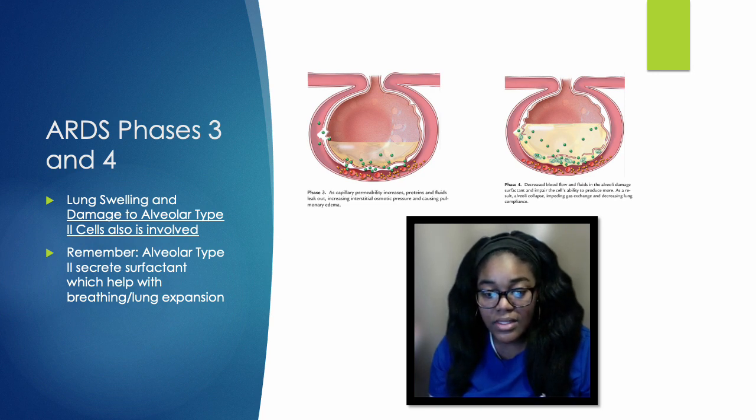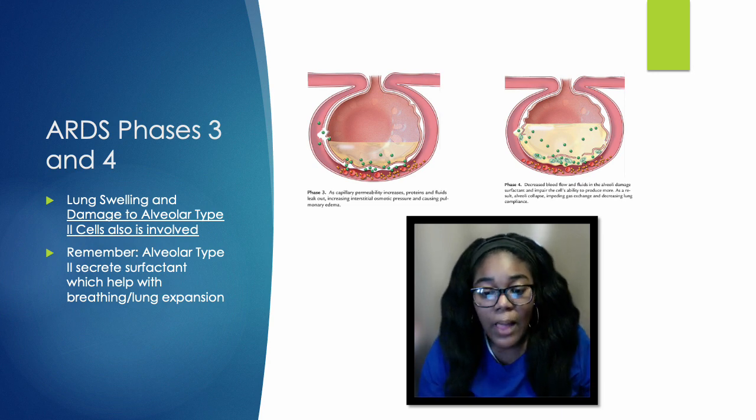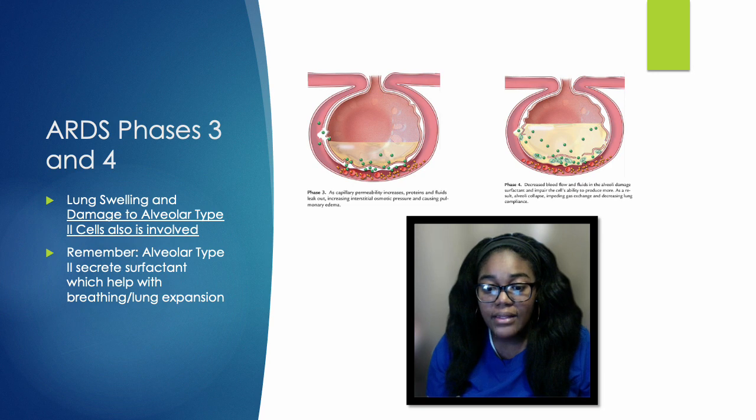So once we have this increase in permeability and these fluids are leaking out and getting into this area, we have decreased blood flow to the alveoli, and that impacts the cell's ability to expand more, as what surfactant helps the lungs to do. So the alveoli eventually collapse, and that eventually stops gas exchange because the lungs don't have the surfactant that it needs in order to expand and take in air. So we see damage at phase 4.